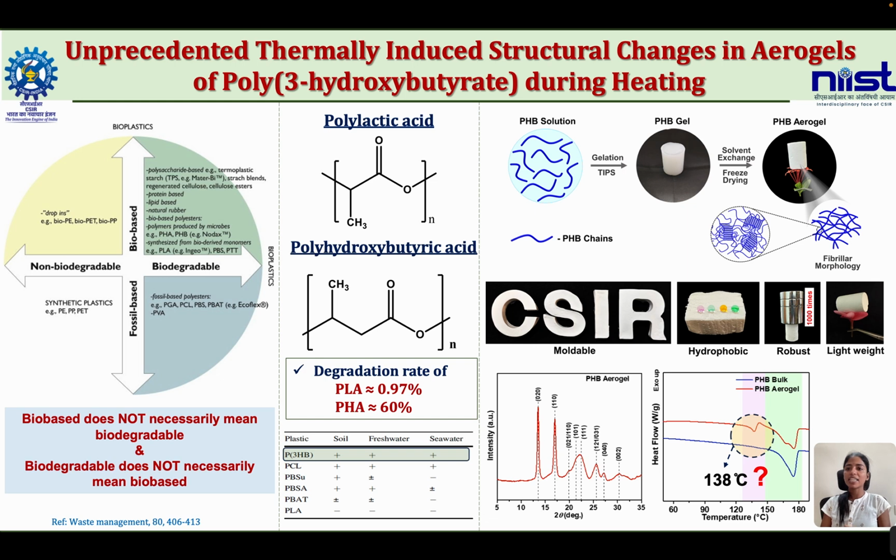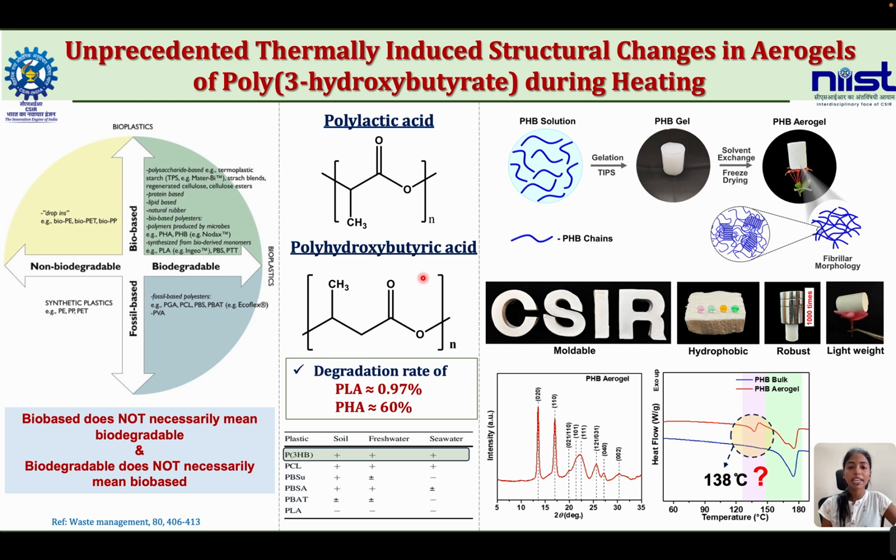The work is entitled Unprecedented Thermally Induced Structural Changes in Aerosols of Poly-3-hydroxybutyric acid during heating. The polymers are divided into 4 quadrants on the basis of their origin and their degradability. Among them, this quadrant attracts more attention because these are coming from a bio-based origin and these are biodegradable. Among the biodegradable polymers, polylactic acid and polyhydroxybutyric acid possess thermal properties almost similar to that of polyolefins.